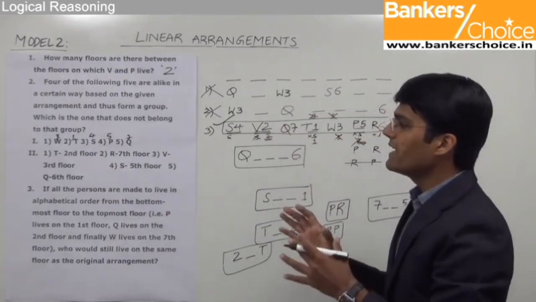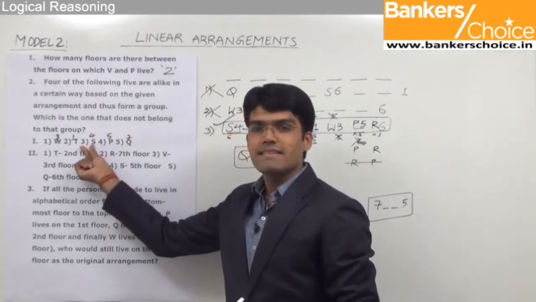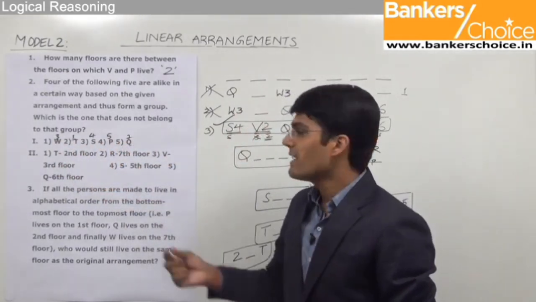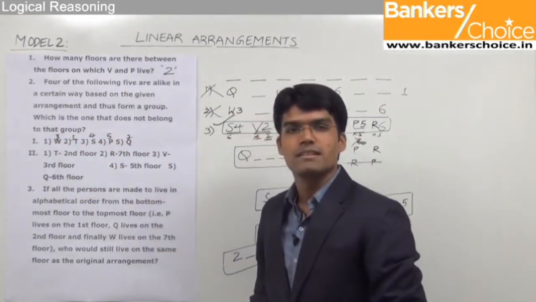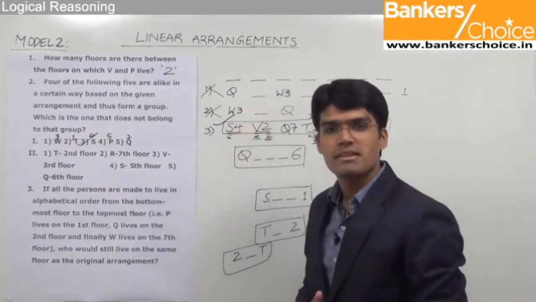So if we try to find out the odd one out, that has to be the third option S. As you can see, all the remaining floors are odd in nature, whereas the floor on which S lives is an even number floor. So the answer here has to be third option S.